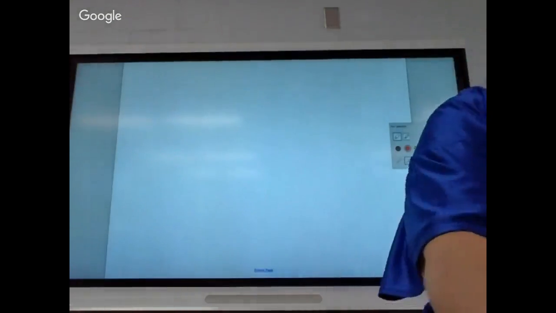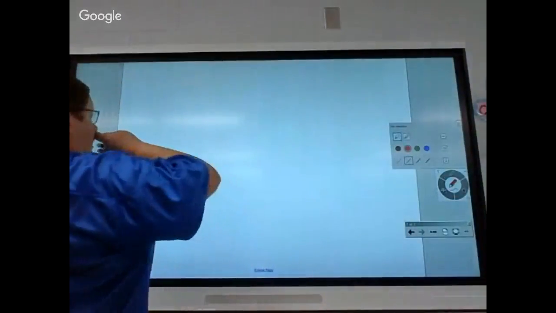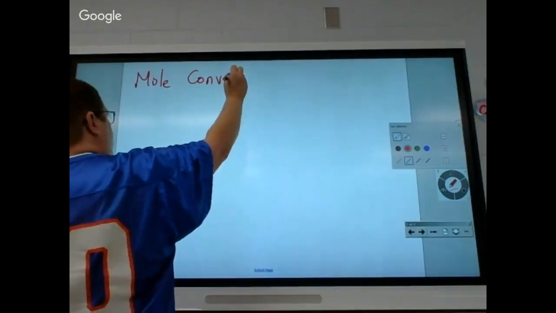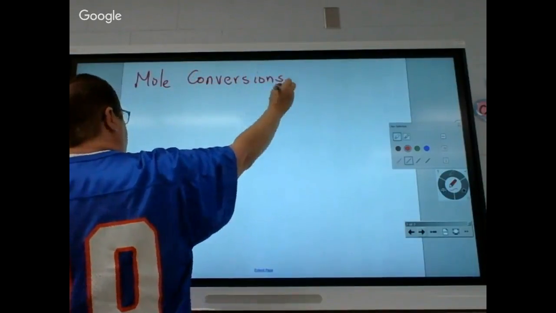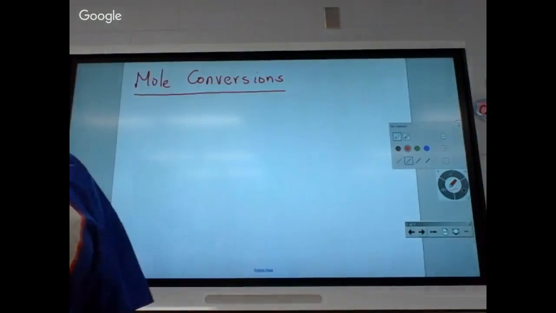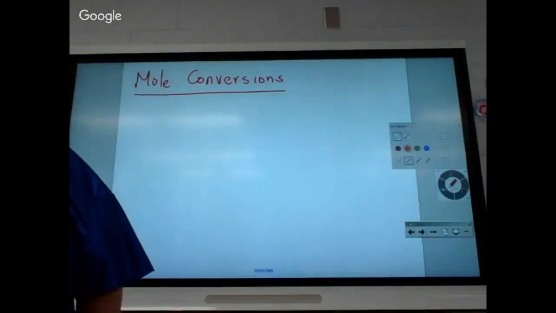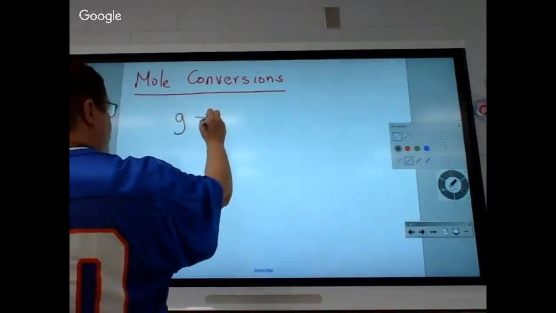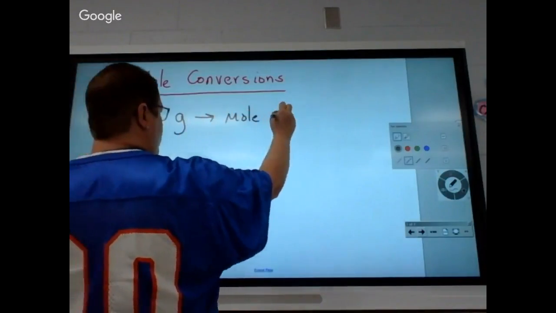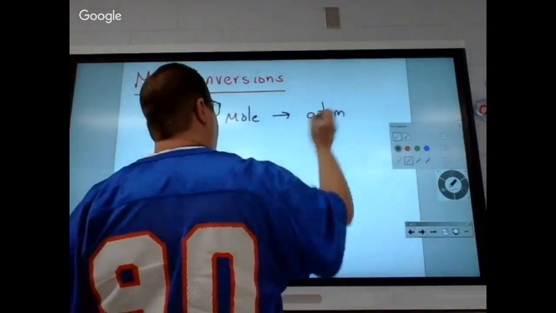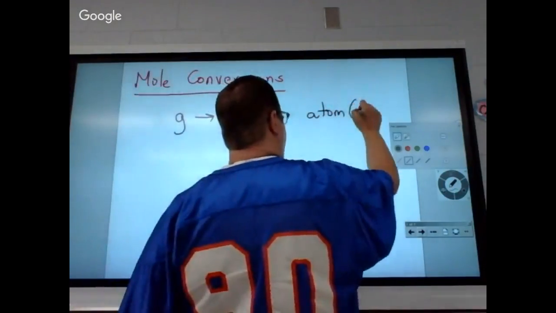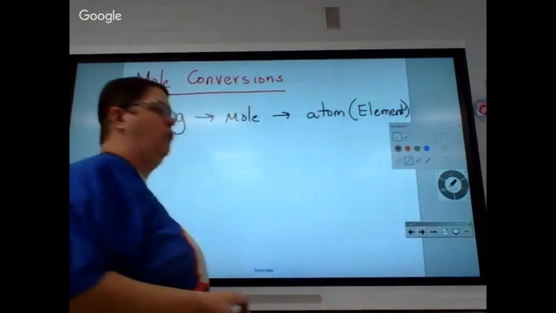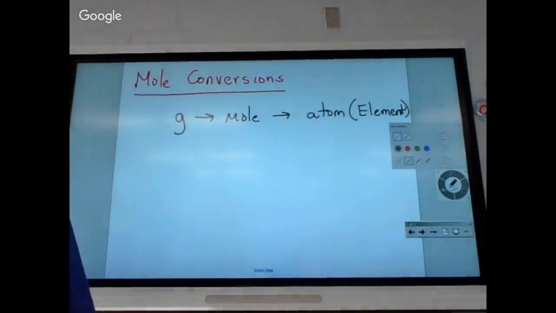Next, the last thing we're going to do today, we're going back to mole conversions because again, we are more sophisticated. Now, when we did mole conversions last, that was what, a week and some days ago? Y'all learned that we could go from a gram to a mole to an atom. Okay? And an atom was only for an element, right? But now we're more sophisticated. We can do whole compounds.